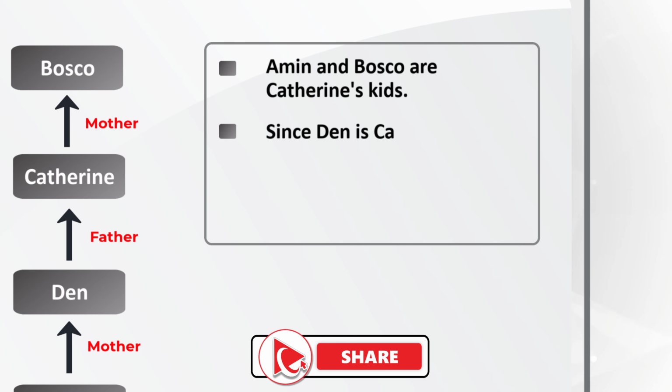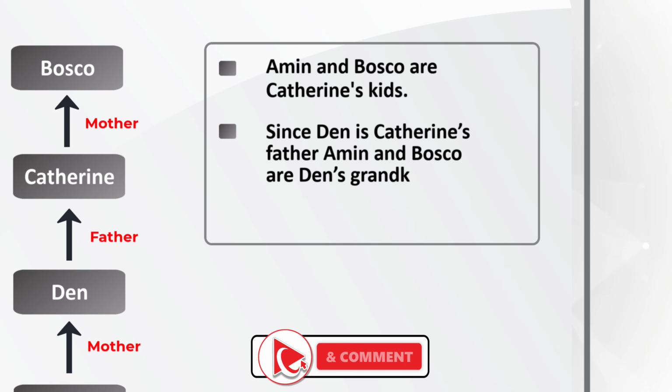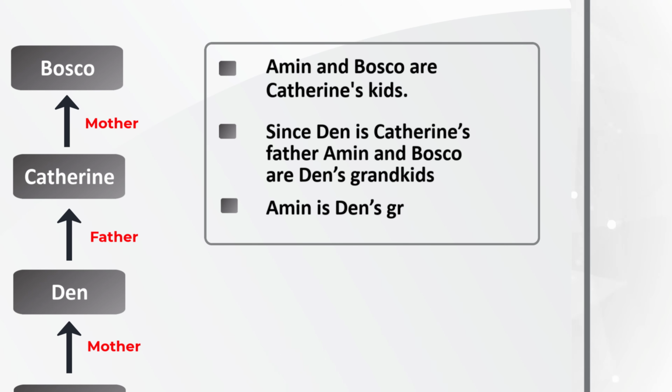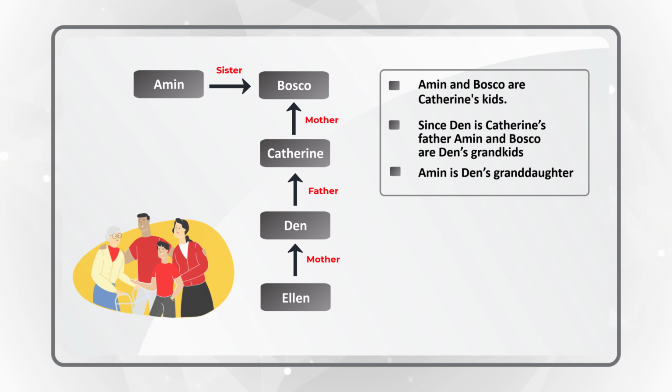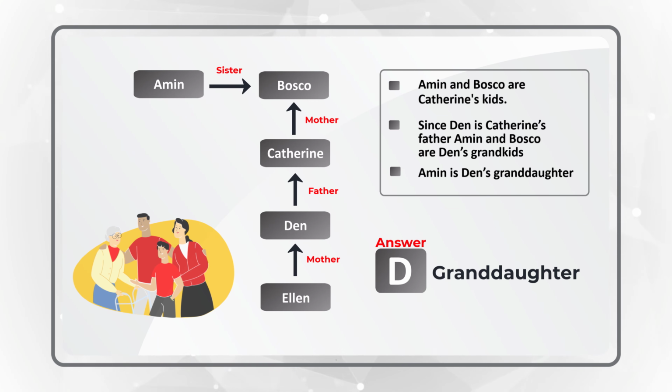Since Dan is Catherine's father, Amin and Bhaska are Dan's grandkids, which means that Amin is Dan's granddaughter. So the correct choice here is choice D, granddaughter. Hopefully you've nailed this question and now know how to diagram and solve similar problems on the test.